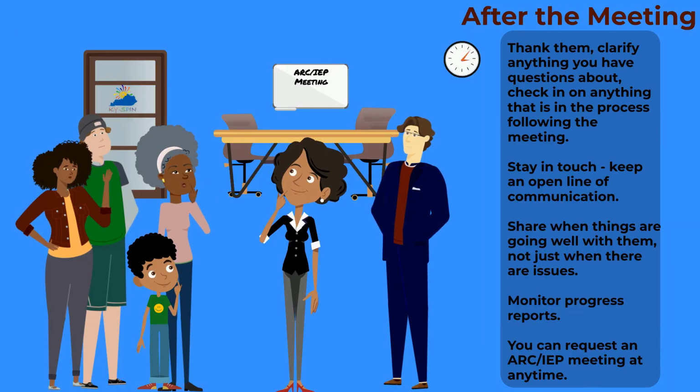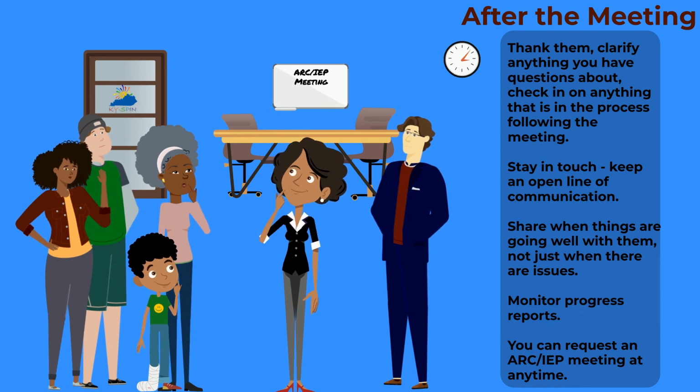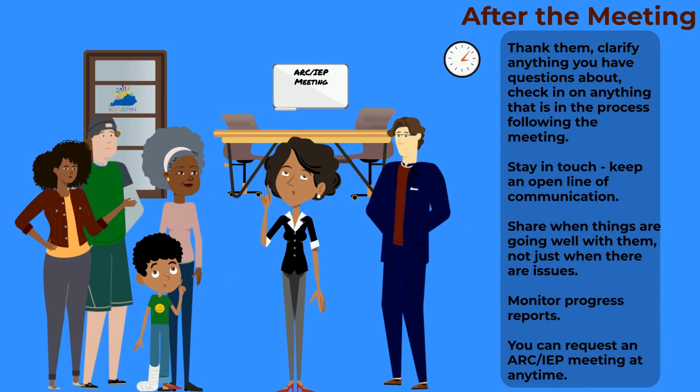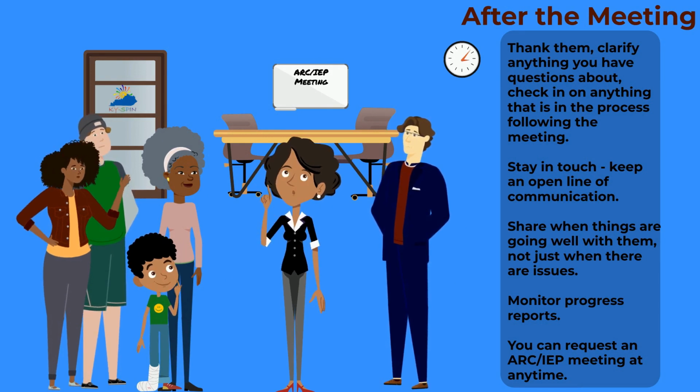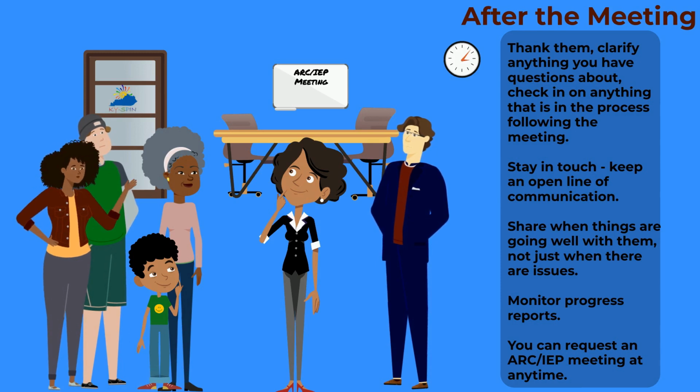After the meeting, thank them. Clarify anything you have questions about. Check on anything that is in process following the meeting. Stay in touch. Keep an open line of communication. Share when things are going well with them, not just when there are issues. Monitor progress reports. You can request an ARC or IEP meeting at any time.